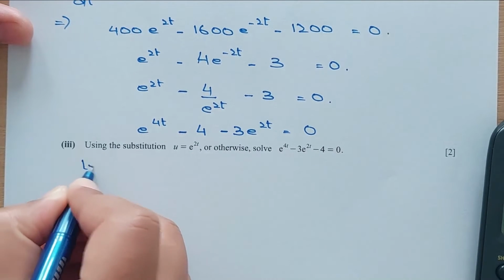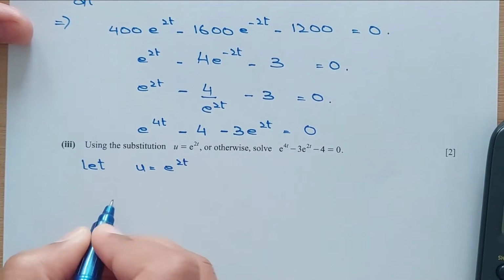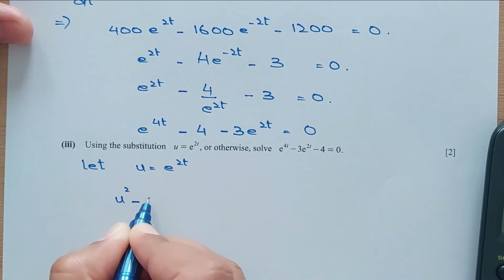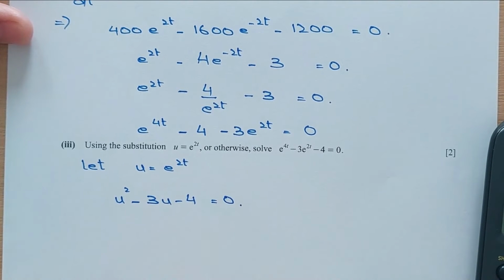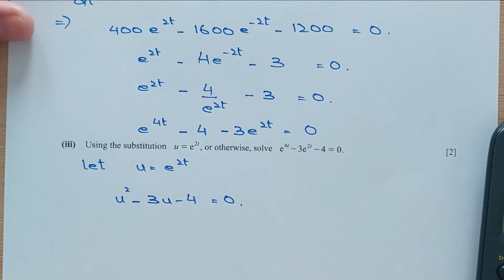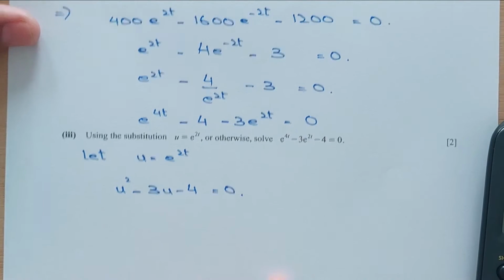So let's suppose the same substitution, put u equals e^(2t). We have the equation u² - 3u - 4 = 0. This is a quadratic equation in u. Now the factors: 1 times 4 is 4, and 1 minus 4 is minus 3.